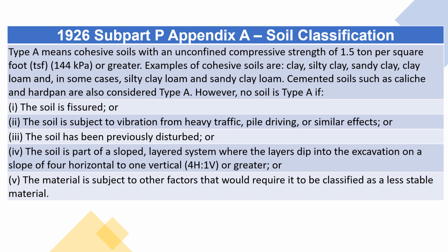Or 3. The soil has been previously disturbed, or 4. The soil is part of a sloped, layered system where the layers dip into the excavation on a slope of 4 horizontal to 1 vertical (4H:1V) or greater, or 5. The material is subject to other factors that would require it to be classified as a less stable material.